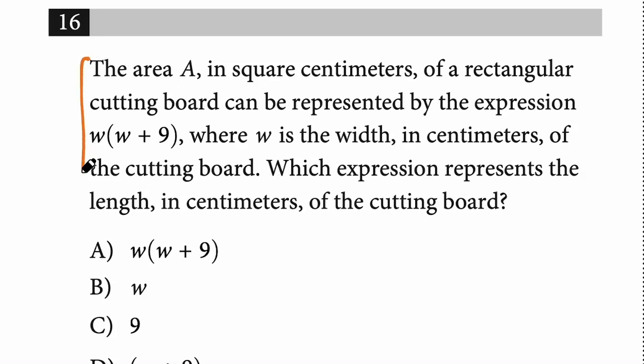If we just try to find the keywords from this, we are talking about area. Area of what? Rectangular cutting board. So what is the area of a rectangular cutting board? It's length times width. And the question clearly mentions that out of these two factors, width is W. So that means the other one is the length. So length is W plus 9.